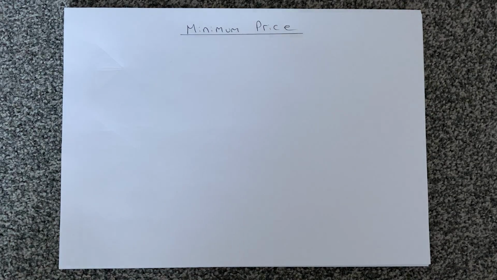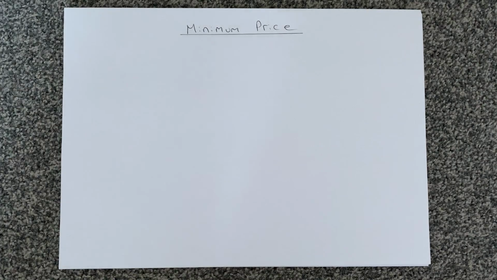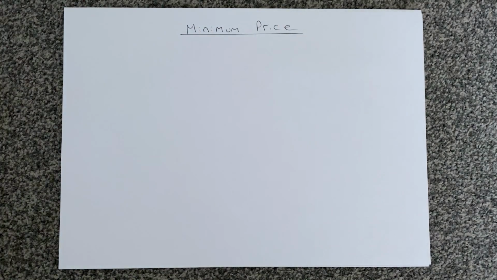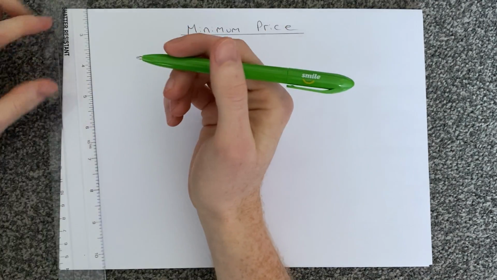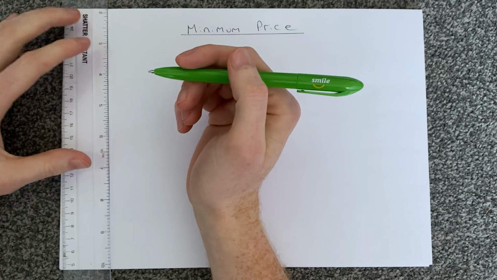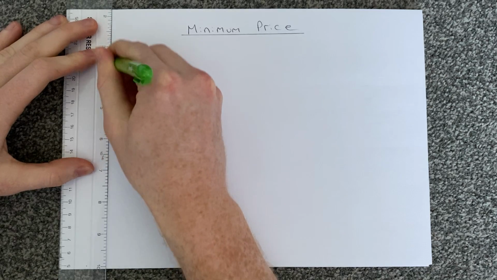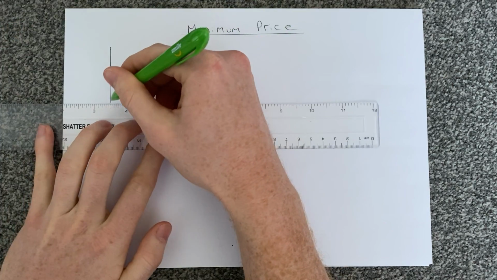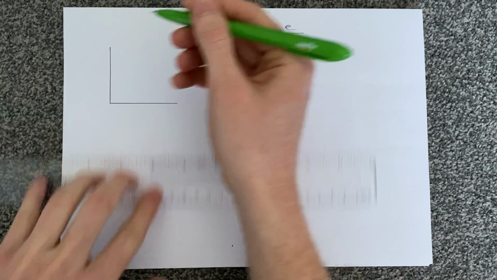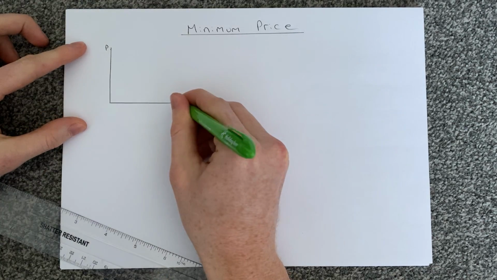Hello, so we're going to have a look at the impact of a minimum price on producer and consumer surplus. So to start off with, we'll recap what we mean by producer and consumer surplus and use a diagram to help us out. So if we just construct a simple demand and supply diagram, labelling our axes.